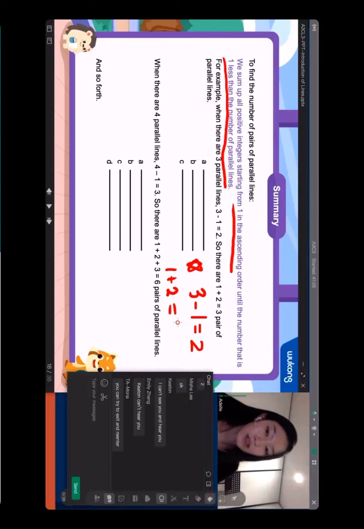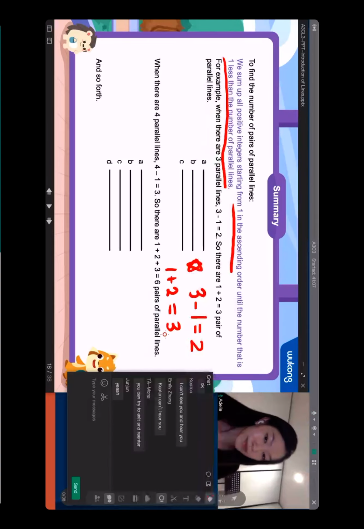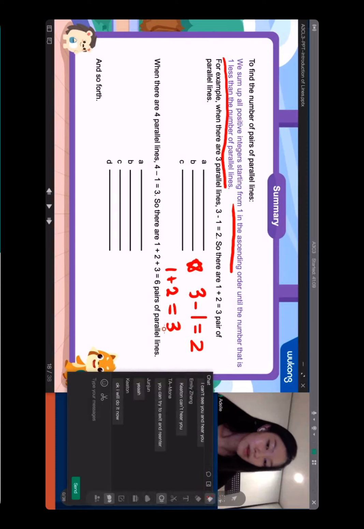And that will give us 3 pairs in total. Does that make sense, everybody?